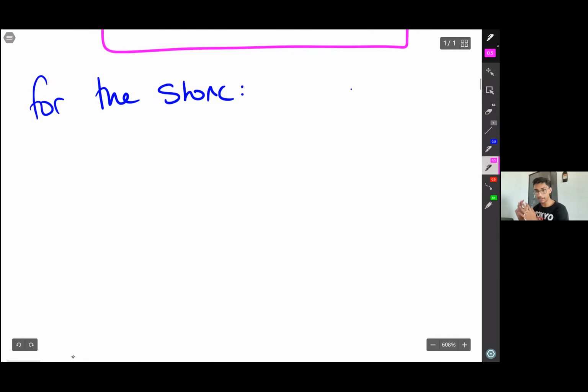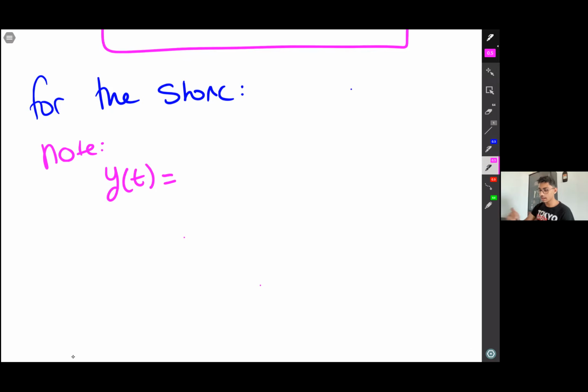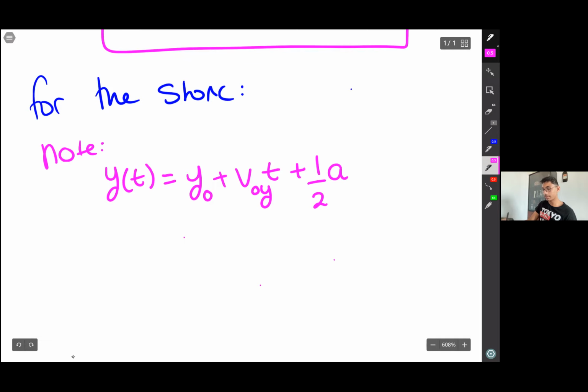Let's remind ourselves of the kinematics formula. Note, our displacement as a function of time, which we'll call y of t since it's acting in the y-axis, is going to be our initial y value, plus the initial velocity in the y direction, v naught y times t, plus half times the acceleration in the y direction, a sub y, times t squared.